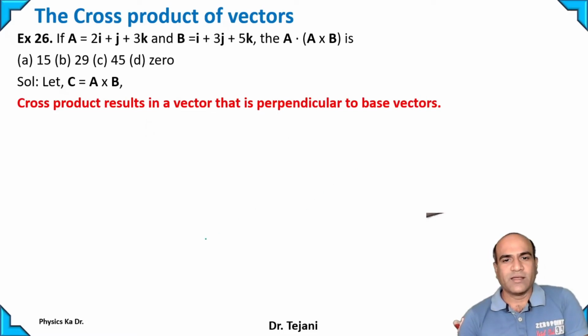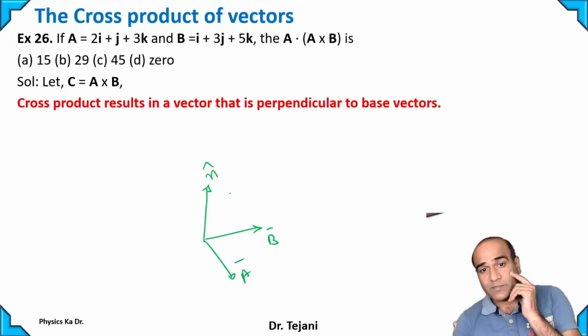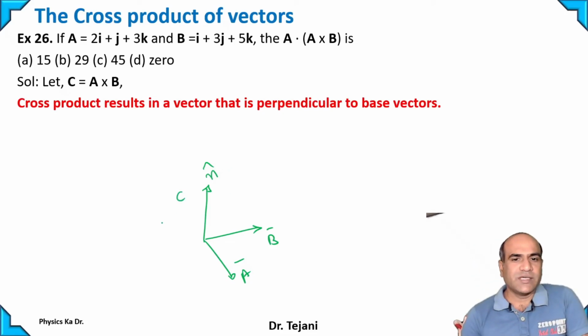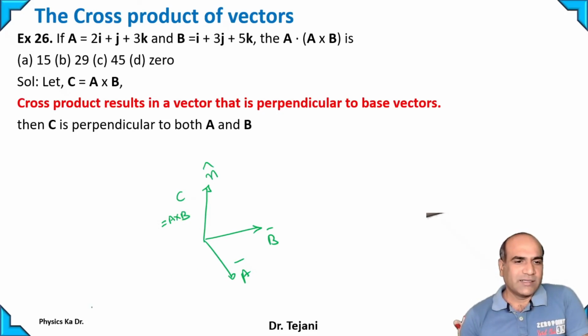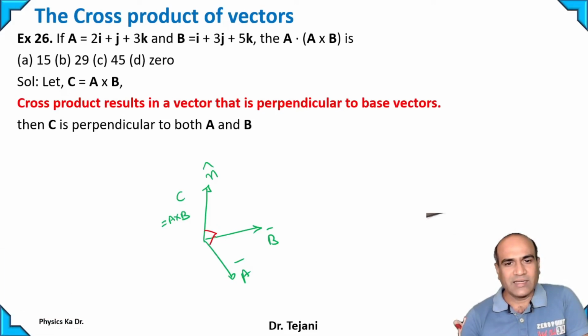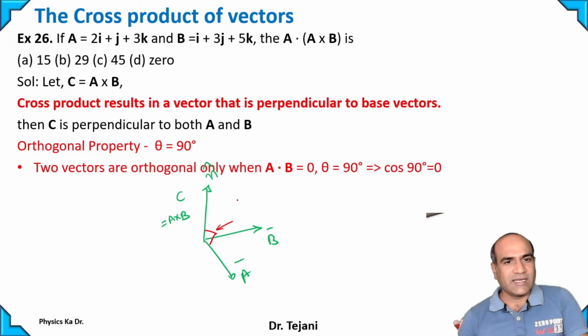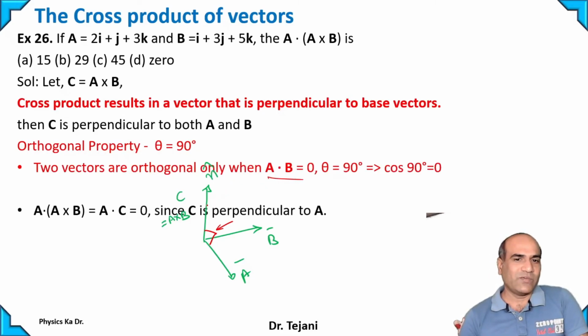We already saw this: A bar, B bar, and the resultant vector is always perpendicular to this. Maybe the opposite side is also possible. Assume C is equal to A cross B, and C and A both are making a 90 degree angle. Because of the orthogonality property, the dot product is 0 when the angle is 90 degree, and therefore A dot A cross B is equal to 0, and the final answer is 0.